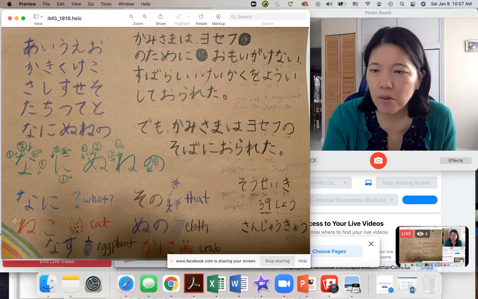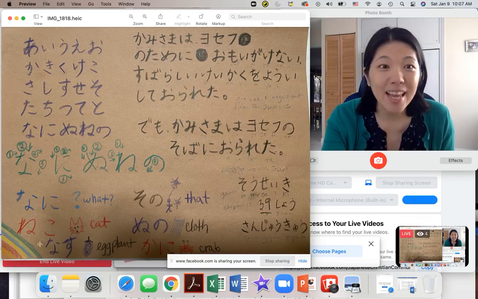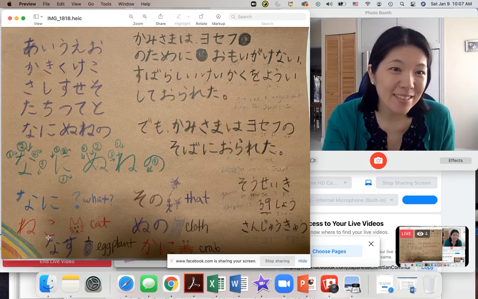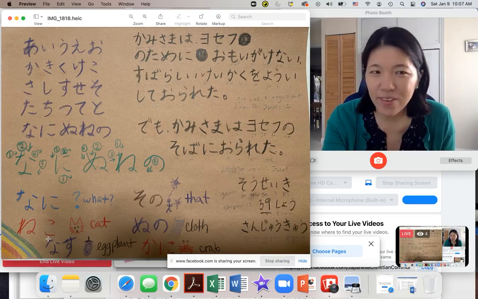And then the second one, read this so you can see. That's neko. Neko is cat. Some of you like cats, so you can remember, neko.